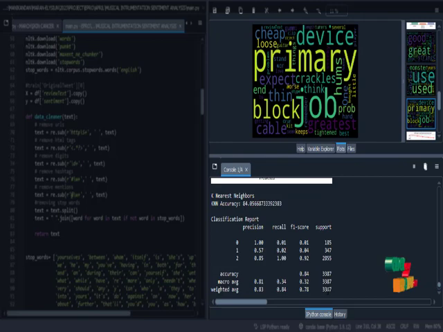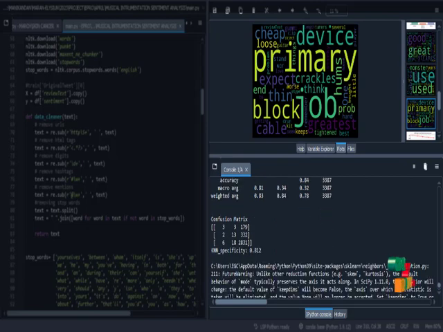The k-nearest neighbor algorithm achieves an accuracy rate of 84%. So this is the classification report for the k-nearest neighbor algorithm, and this is the confusion matrix result, and the k-NN specificity is 81.2%.